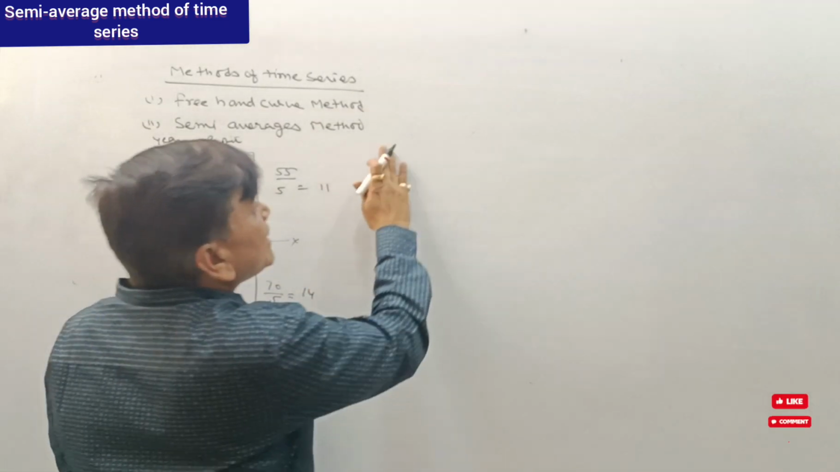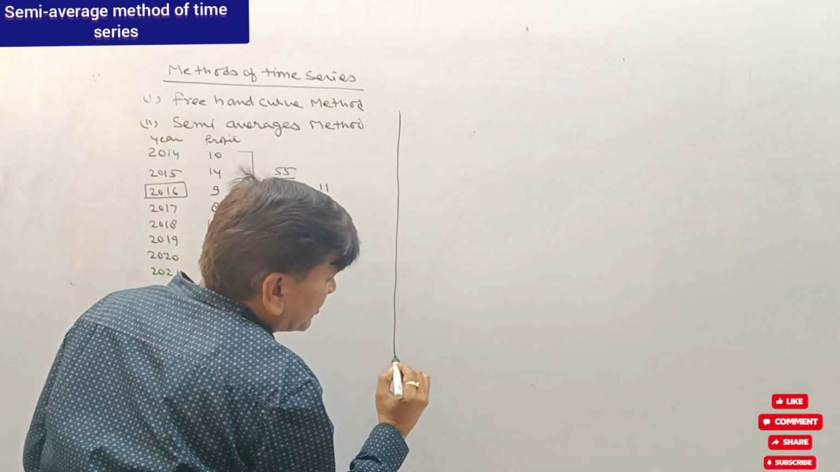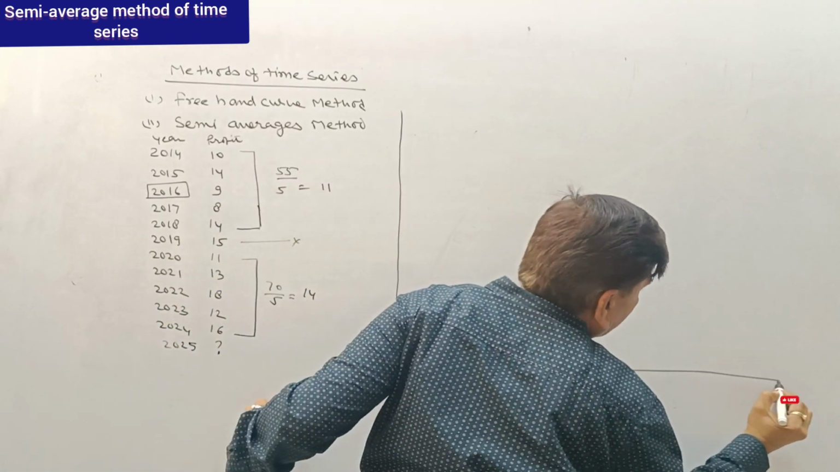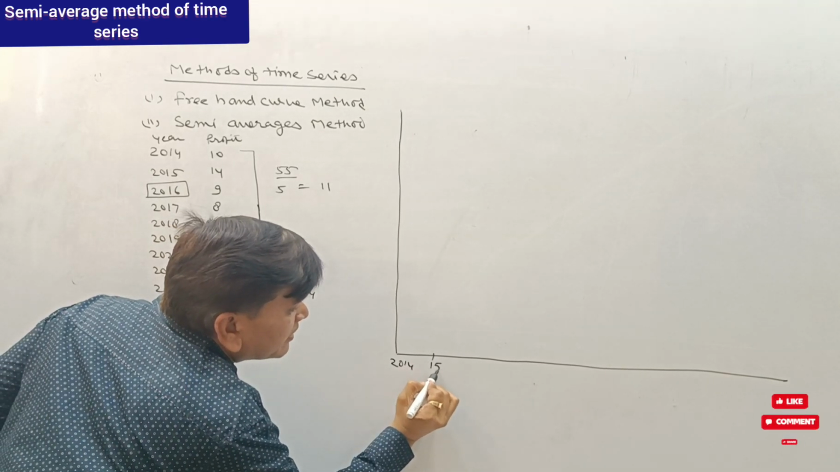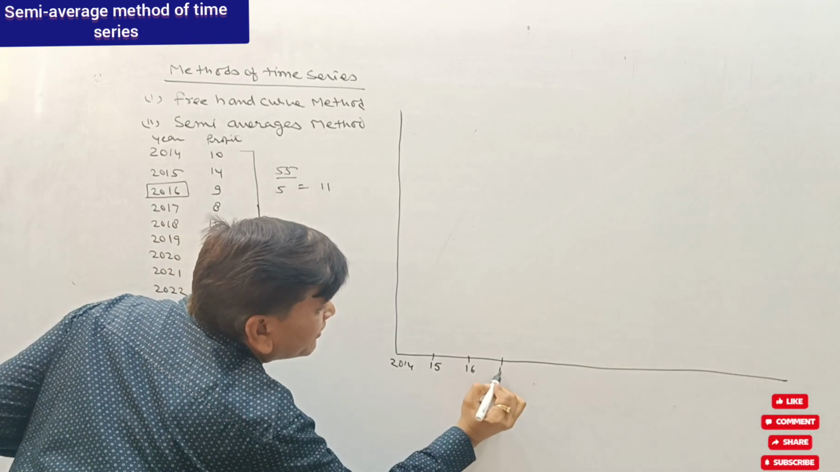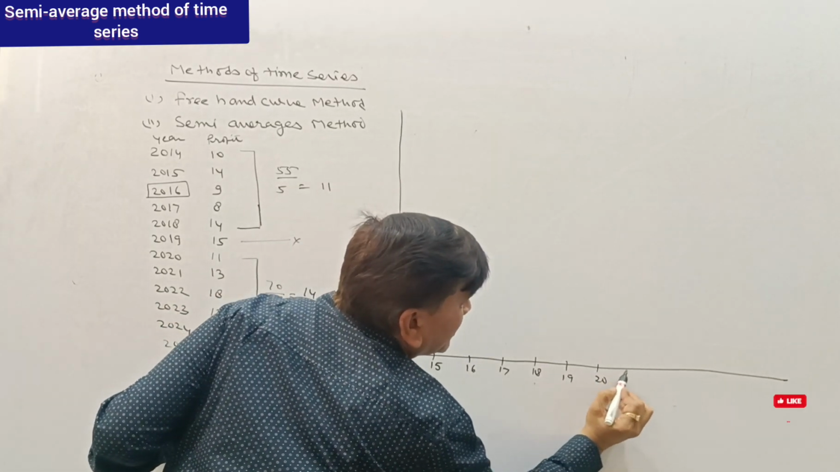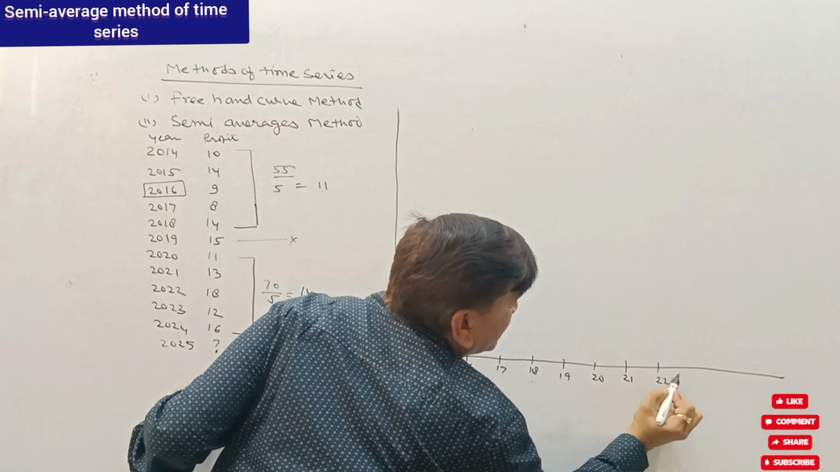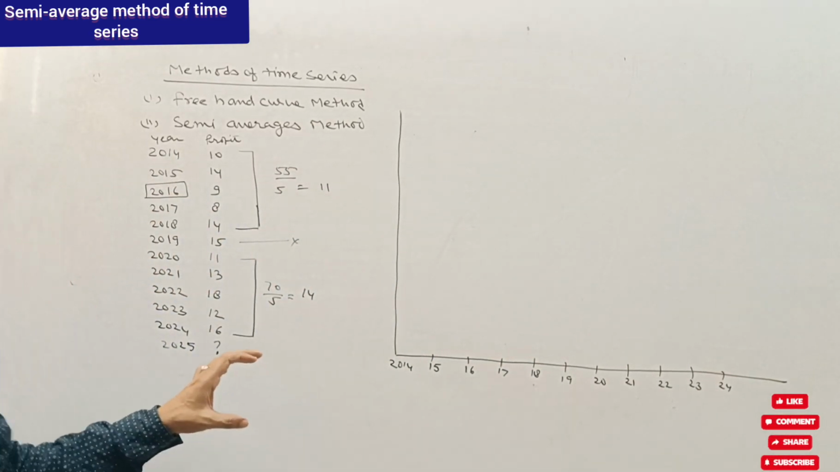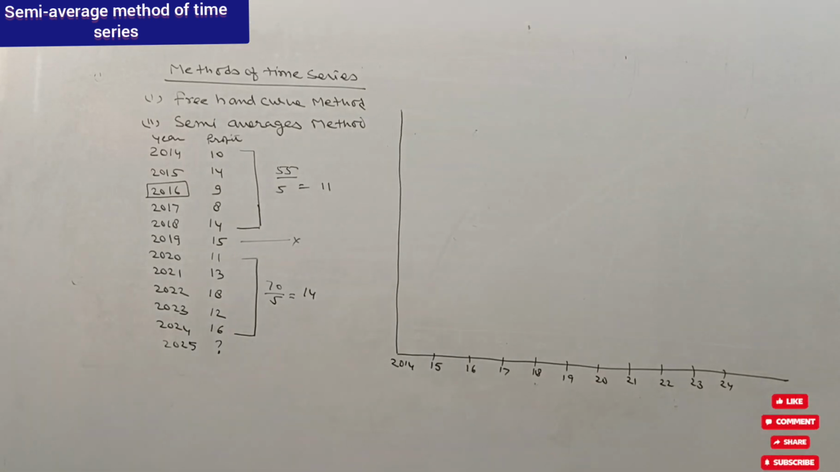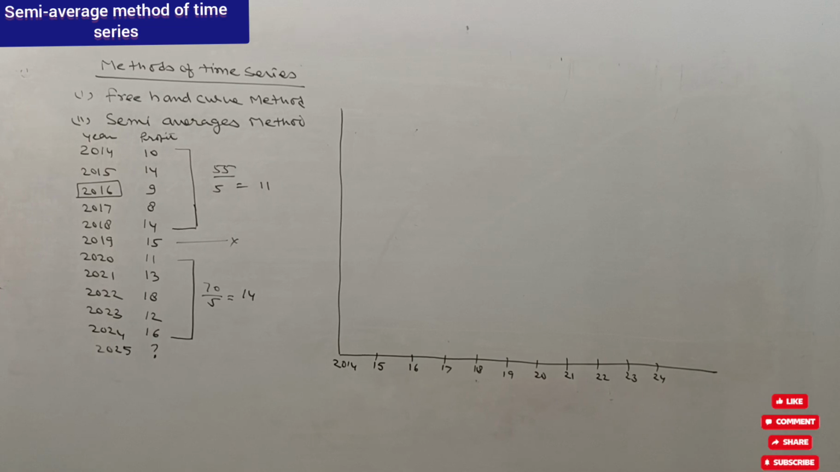Now, for plotting this data and forecasting on it, let me explain. That is 2014, 15, 2016, 17, 18, 19, 20, 21, 22, 23, 24. We have this time series. On the x-axis, we have taken the time series of the data.